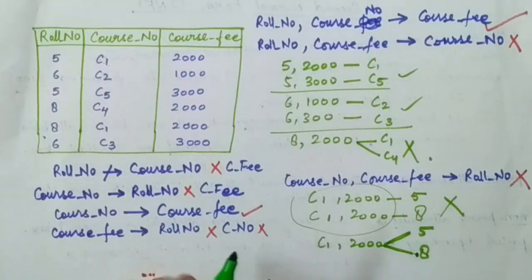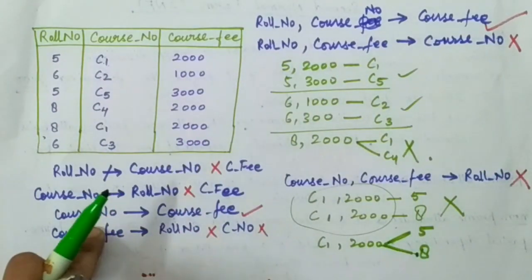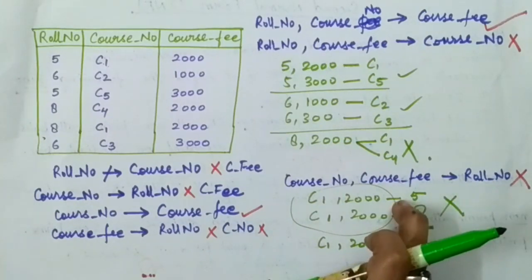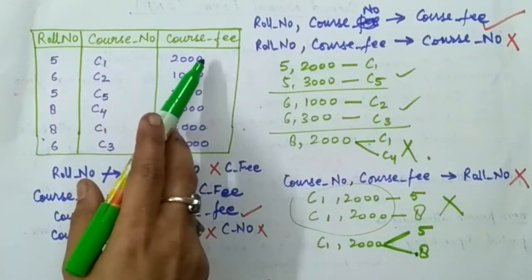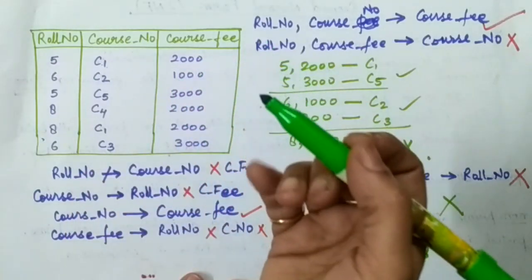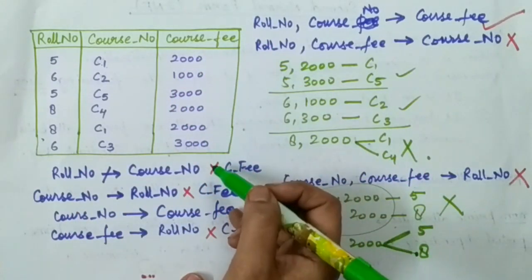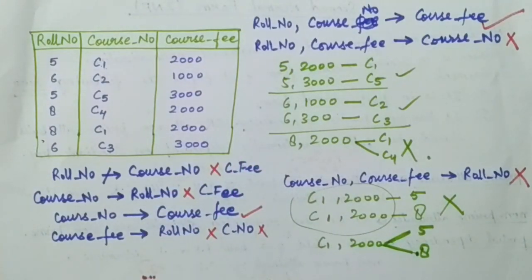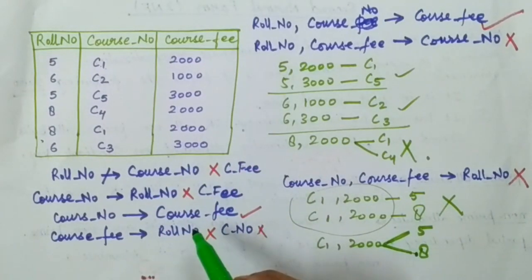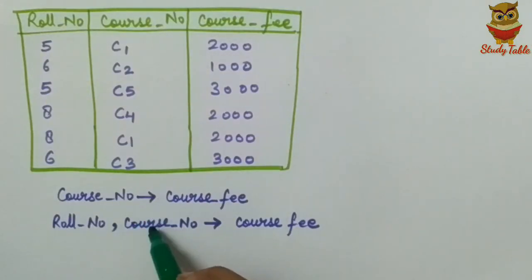Hence we have checked all the combinations for single attributes and two-attribute combinations. Combining all three attributes will definitely give us unique values, but it will be considered a super key. Thus, in all, we finally get two functional dependencies. One is this and the second one is this. So finally we have these two functional dependencies for this relation.